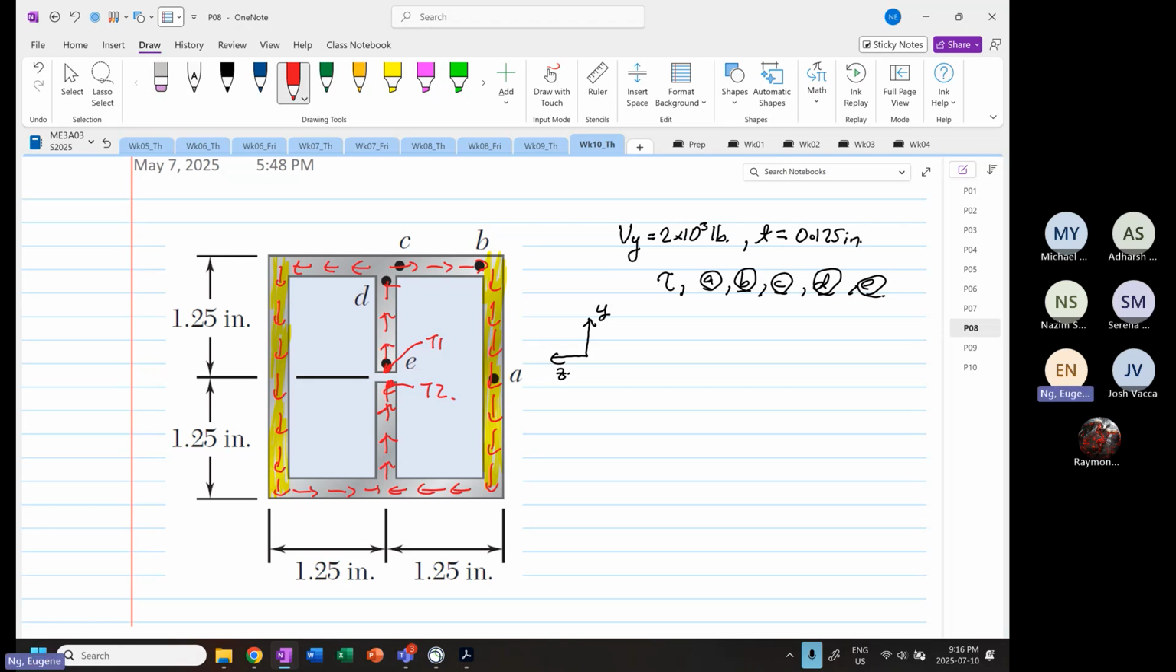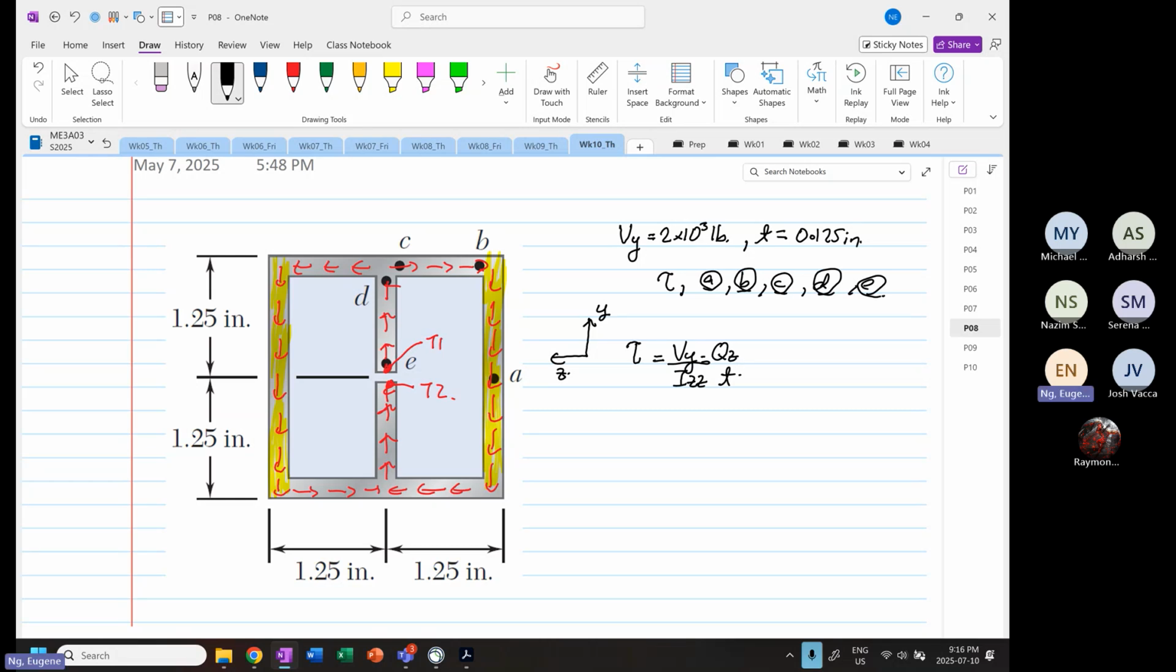So the formula we're going to use is shear stress. The shear stress, the intersecting plane is always the X. We're going to find the shear stress, which is equal to Vy over Izz times Qz over T. That's our general formula.